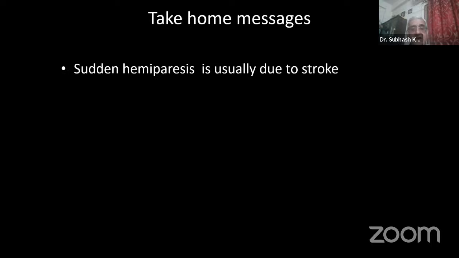And so the take-home message which I would like to deliver here is, number one, that in our day-to-day practice, if we see anybody getting a sudden hemiparesis, it's usually due to stroke. And it's not only hemiparesis, any sudden neurological deficit. We should have a low threshold for suspecting stroke. Any sudden confusion, sudden vertigo, sudden hemisensory loss, sudden deafness, anything which happens suddenly can be a stroke. Hemiparesis is most common, therefore we talk about it. But any sudden focal deficit can be because of stroke. It may not be, that's also true, but then it could be, we have to rule it out.